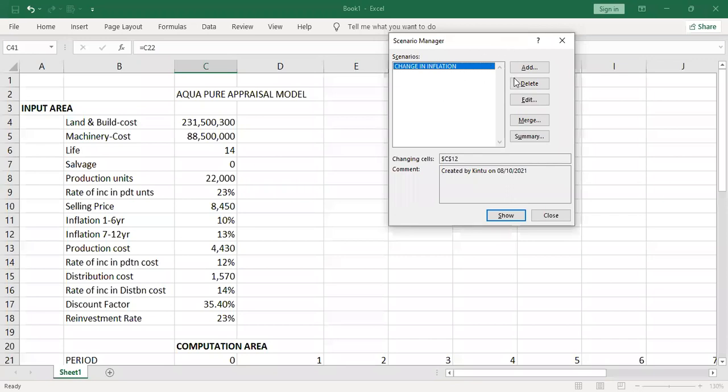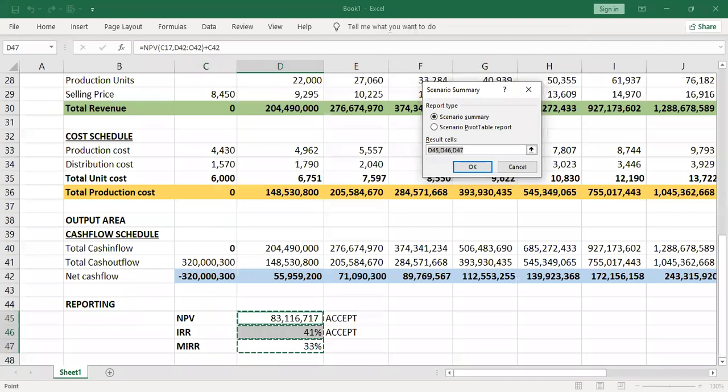So when you click after typing 10% and you click on OK, when you come here to the scenario manager, I want you to click on summary. This is where there is summary. Yes. Click on summary. And then after clicking on summary, go and highlight this part.